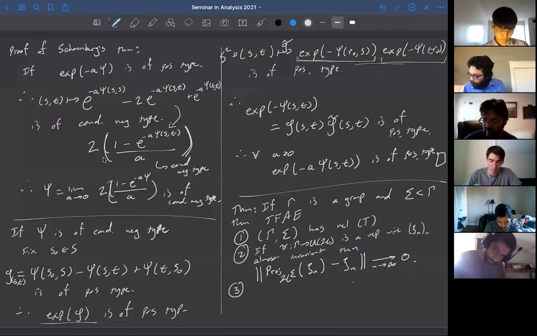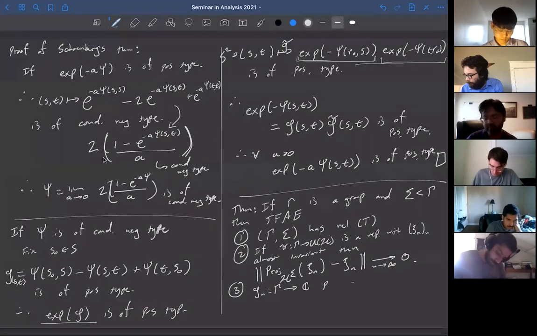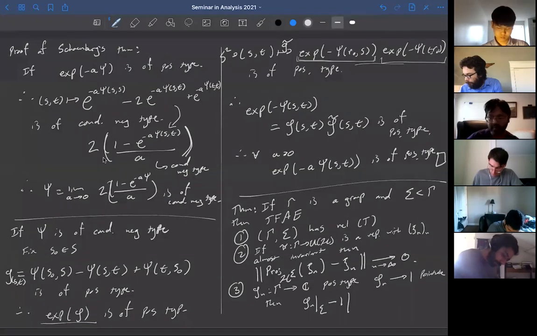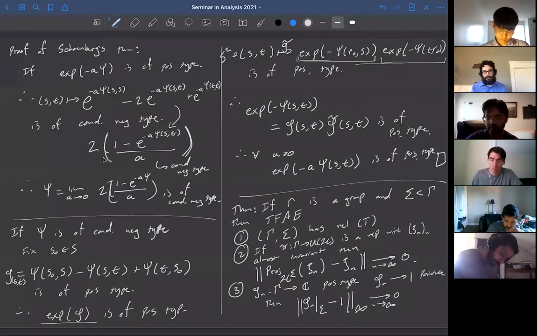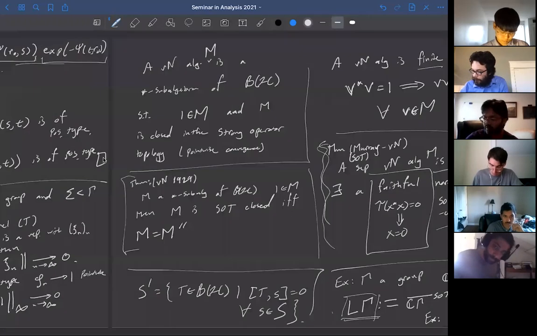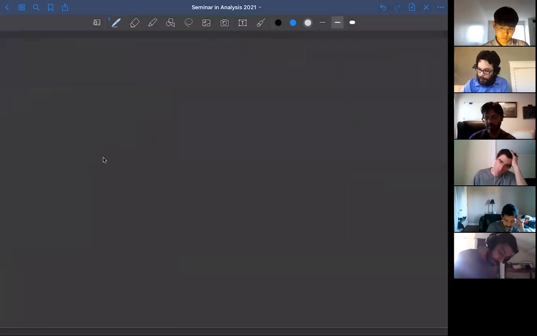Three, if phi_n mapping gamma to the complex numbers are of positive type, and phi_n converges to one pointwise, then phi_n restricted to sigma converges to one uniformly. So if you have positive type functions which converge pointwise, then they converge uniformly. Sorry, I don't have enough room to fit four and five on this page, so I'll have to move on to the next page.